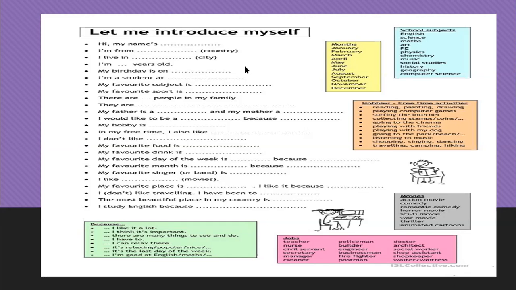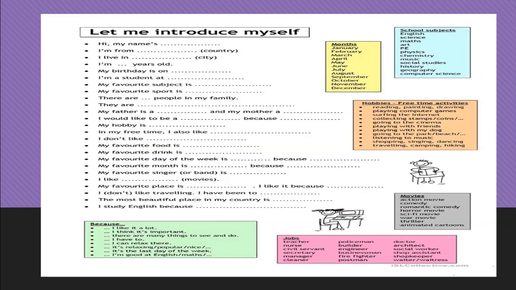Hi, my name is Lucia Tondo. I'm from Mexico and I live in Los Mochis, Sinaloa. I'm 34 years old. My birthday is in December. I am a student at a teacher's college. My favorite subject, I think, is talking about the universe.